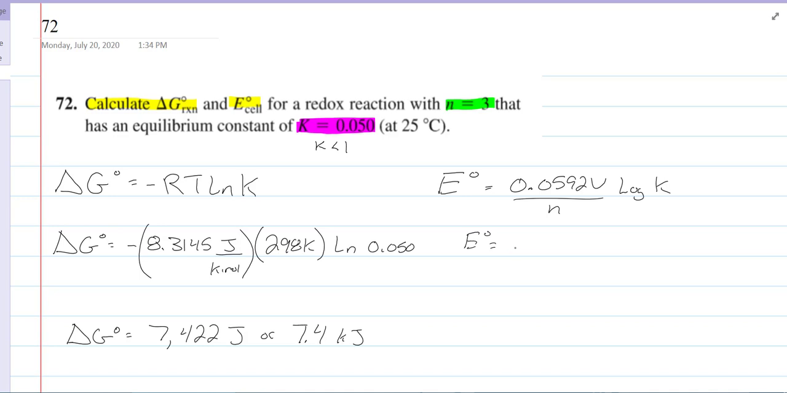E standard equals 0.0592 volts over 3 times the log of 0.050. So for E, I get negative 0.026 volts. Not spontaneous. Makes sense. K is less than 1. There's 72.